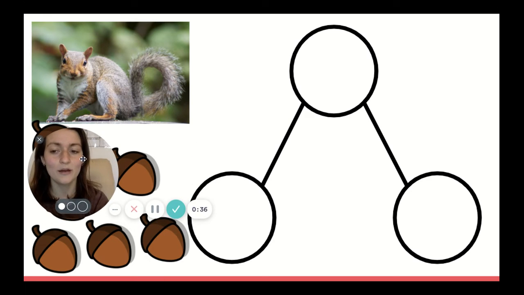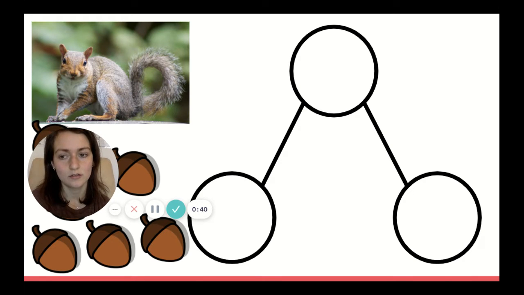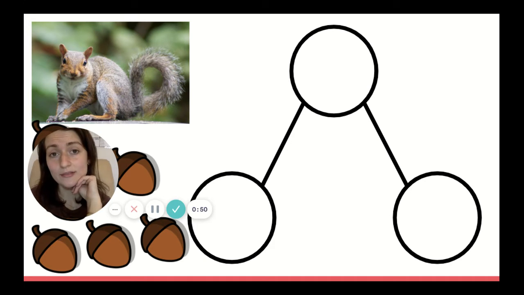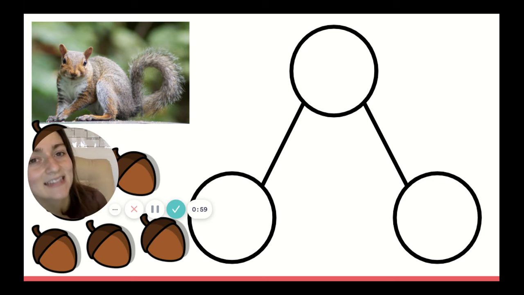Okay, so now we have to figure out what is going to happen with these acorns. How would you tell a story about the squirrel and their 6 acorns? Well, we know that squirrels bury their acorns sometimes, so maybe some of the acorns will be buried. And we know that sometimes squirrels put them in trees or go up in trees themselves. So let's use that as our example.